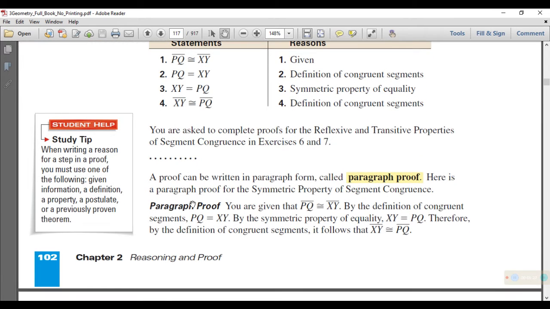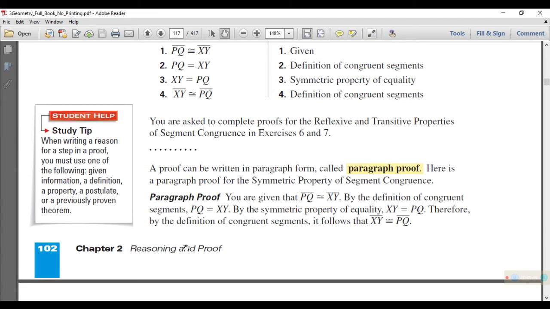For the paragraph proof, una, reason natin is given. You are given that segment PQ is congruent to XY. Ganun lang naman. Itong unang outline natin, ita-translate natin into sentence. Next, pangalawang reason, definition of congruent segments. We have PQ and XY. So, we are going to say, by the definition of congruent segments, PQ is equal to XY. Pwede rin namang PQ is equal to XY by definition of congruent segments. Nasa sa inyo yun. As long as you are not violating any rules in grammar, it's okay.